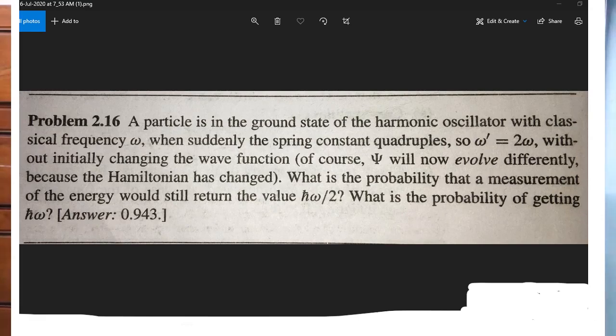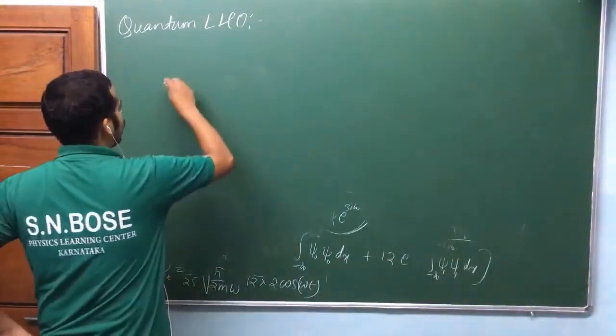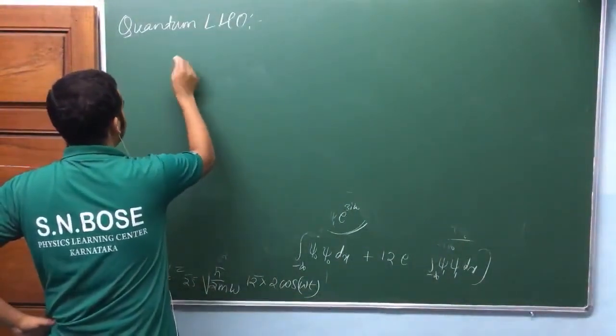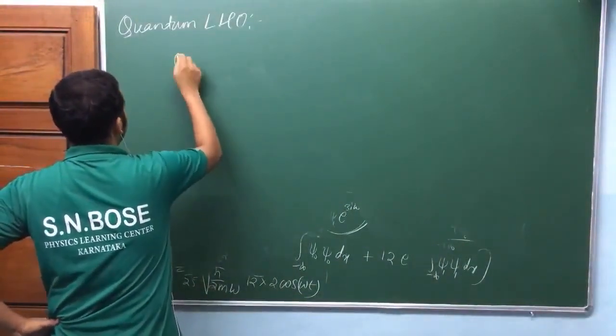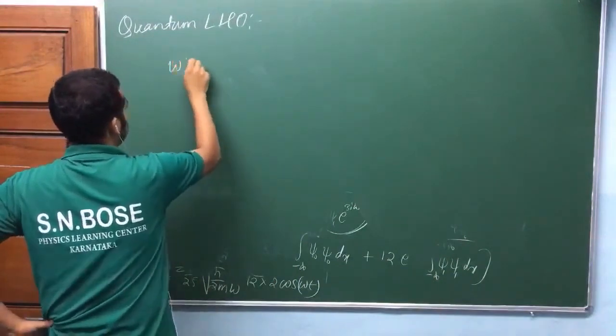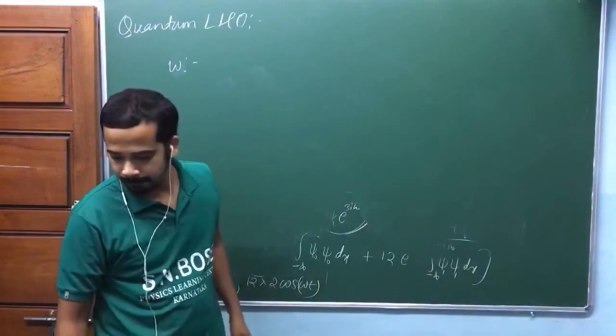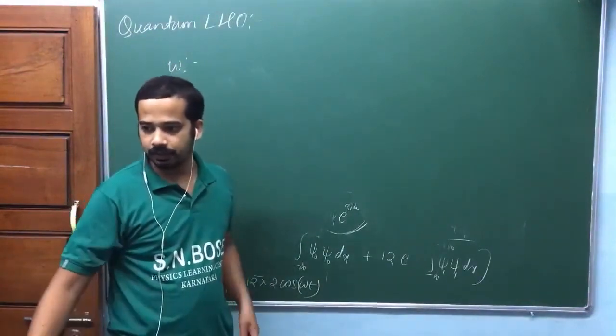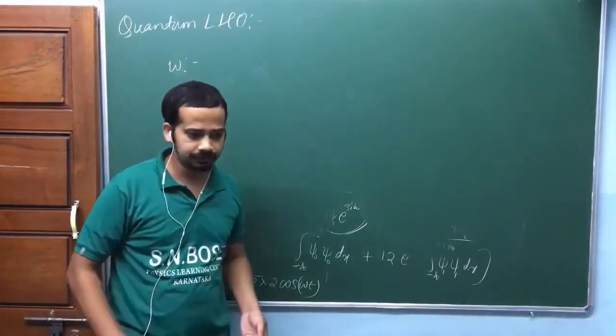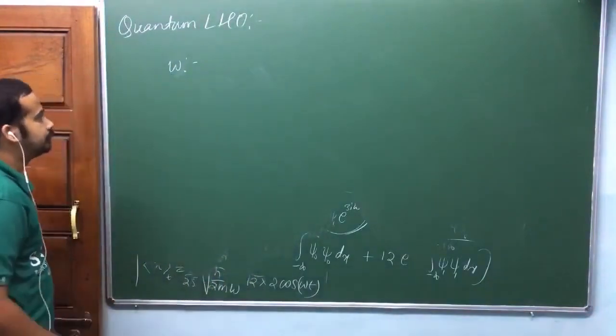I have uploaded one image that was a problem from the old edition, missing in the new edition. The particle was in the ground state of a harmonic oscillator with frequency equal to omega. Yes, speak out. It's problem 2.40. Wait, I'll do that problem. I'll do that one.